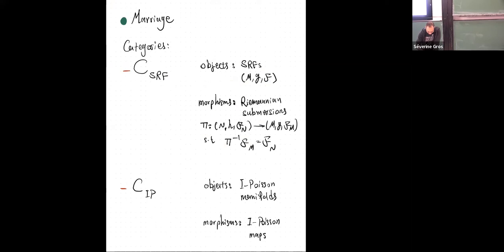Okay, let's see the main result of the talk. First of all, let's introduce the categories. The first category is singular Riemannian foliations. Its objects are SRFs, its morphisms are Riemannian submersions preserving the foliations. And we also introduce this category of I-Poisson manifolds. So let's define a functor. First of all, we should be able to map the objects.